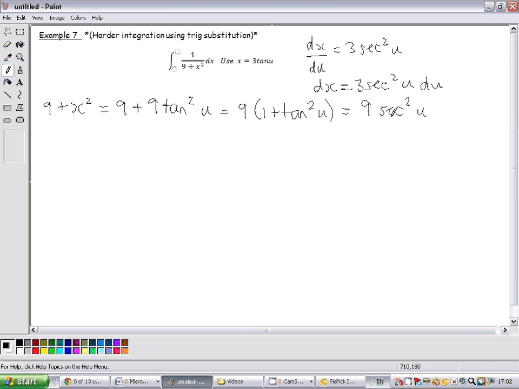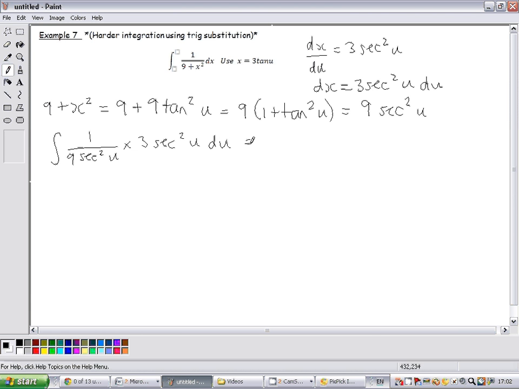So we now substitute everything in. We have a 1 on the numerator. That denominator, 9 plus x squared, became 9 sec squared u. And then dx we could write as 3 sec squared u du. Okay, so let's see what we've got.